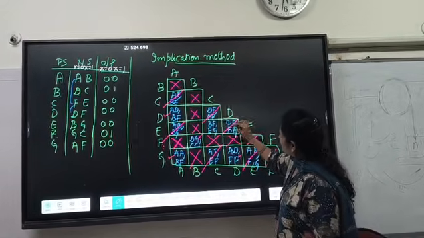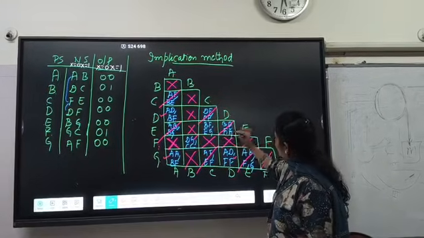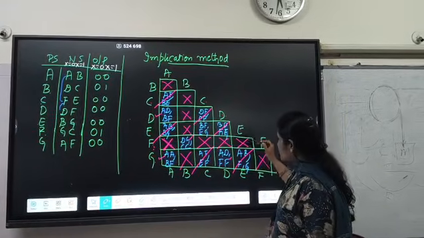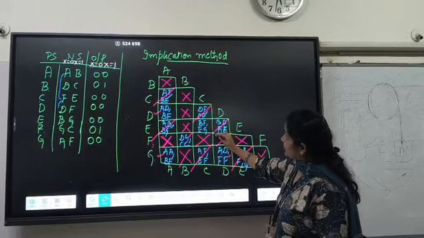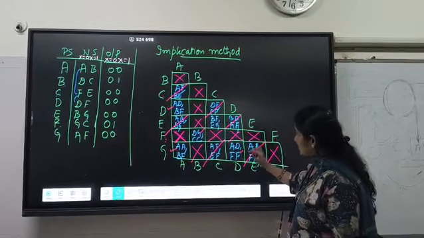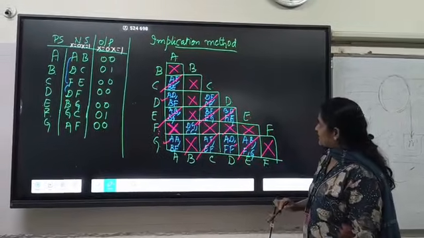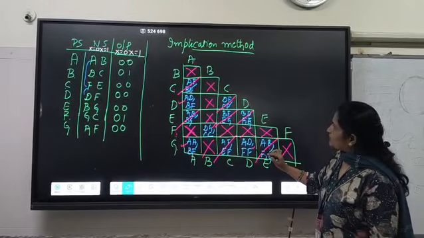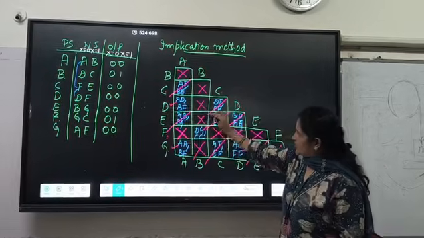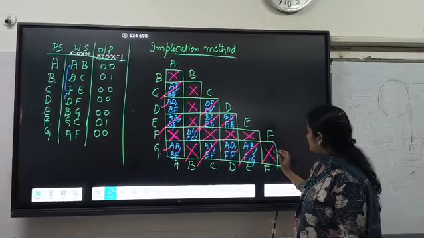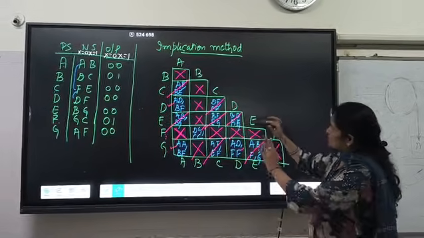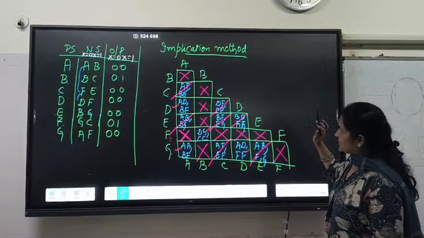Next, come here. B to F. B to F is valid. E to G you check. If you check E to G, see in the first round this was valid. Now, if you check, E to G is cancelled. So, this also becomes invalid. Next, come here. A to D. A to D, if you check, it is a valid state. So, this is cancelled. So, this is our final table.